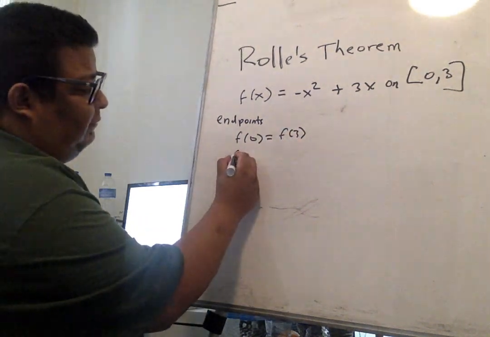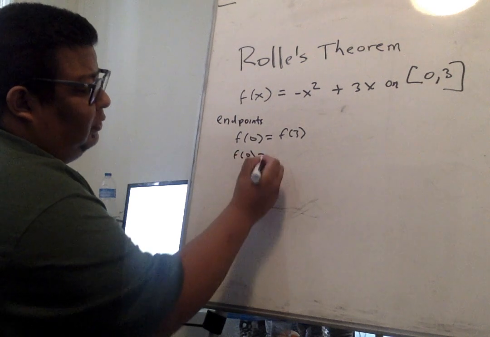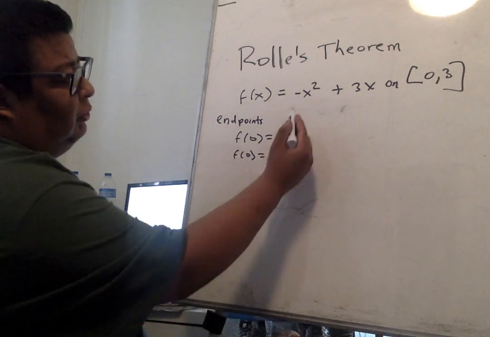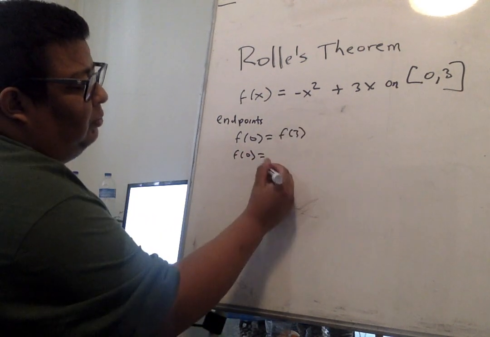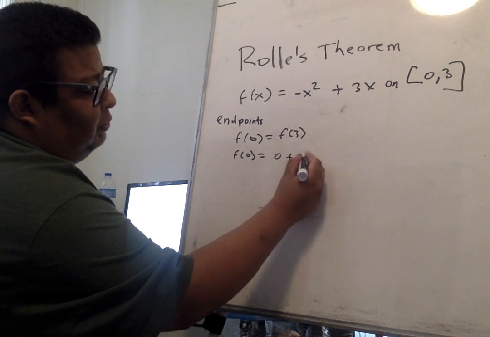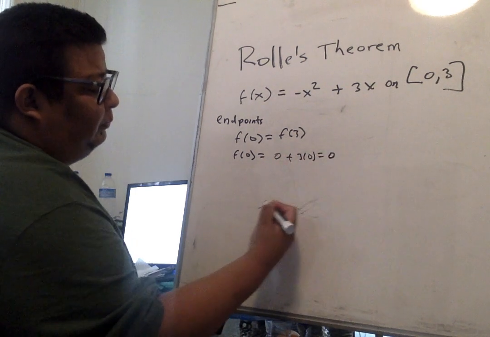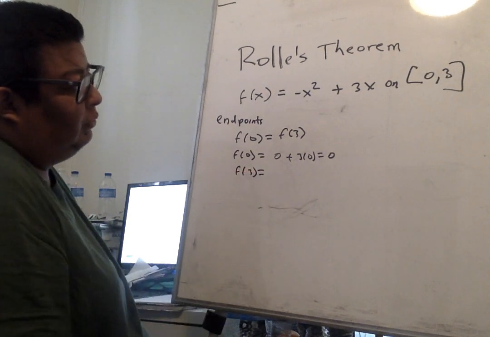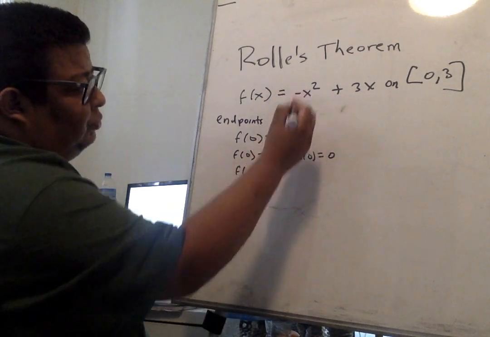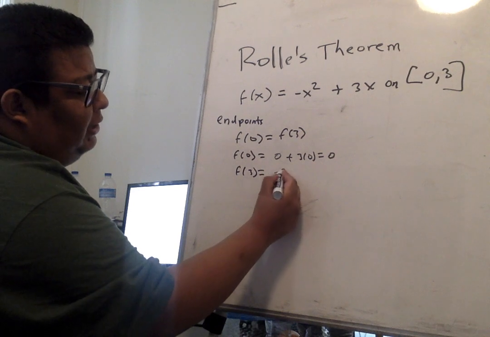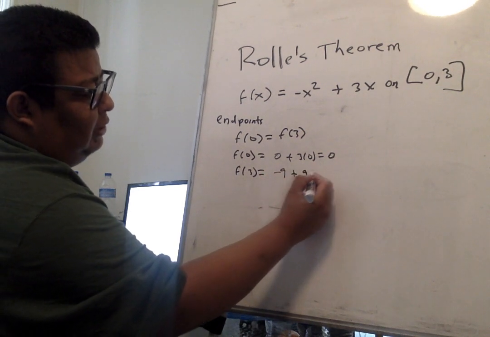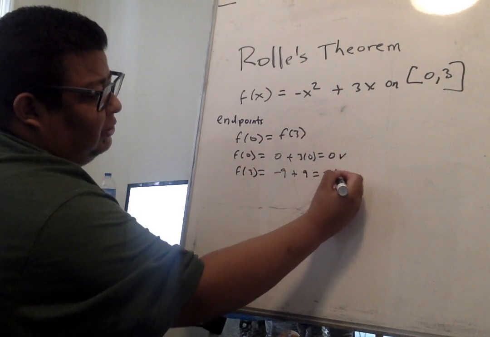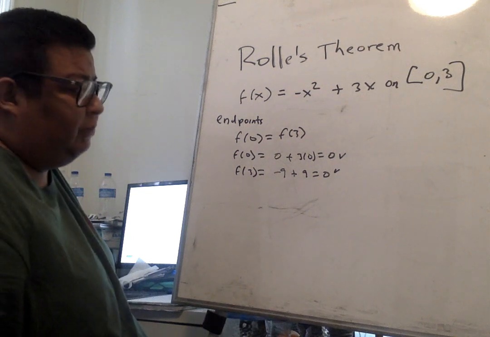Let's see. f of 0, if we plug in 0 here, that would be 0 plus 3 times 0, that's 0. And then f of 3, that's going to be negative 3 squared, that's negative 9, plus 9, that's 0. So that checks out. That's the first step of Rolle's theorem.